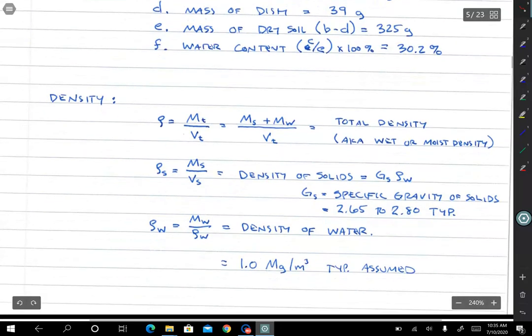Okay, and then there's also the density of water. Usually we just treat this as a constant number, right? It's 1 megagram per meter cubed, that's in density, mass per volume. Sometimes we do unit weight too, which would be 9.81 kilonewtons per meter cubed. So you would multiply by the acceleration of gravity to get force measurements. And that assumes that the acceleration of gravity is a constant, 9.81 meters per second squared.